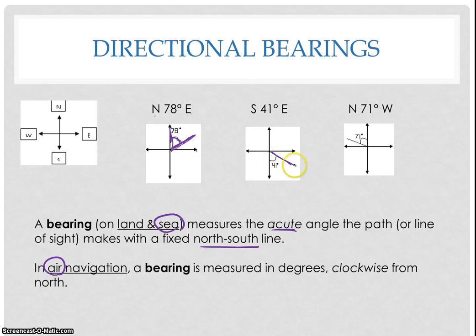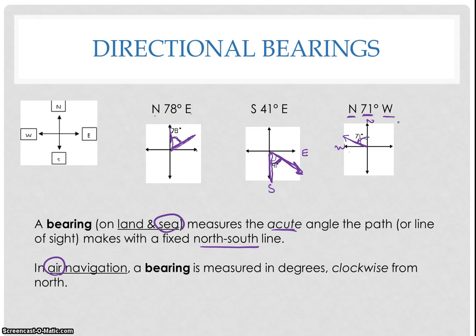So for example, if you're traveling along this path and you're going that way, southeast, the bearing has to do with the angle from the north-south line towards the direction you're going, which in this case is 41. So we'd say south 41 degrees east. The last example I have here is if you're traveling along this path here. It's between north and west. So you measure the angle from north towards the direction you're going, and that angle is 71 degrees. So we'd say north 71 degrees west. It's always the north-south, then the angle, and then the east or the west.